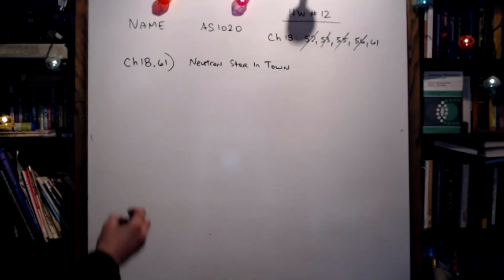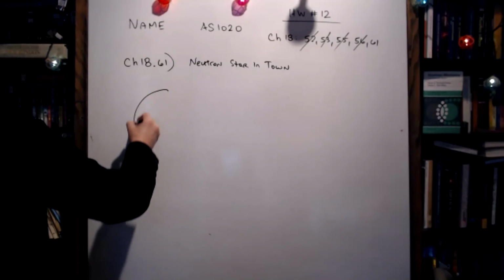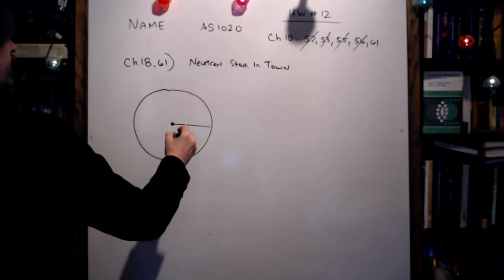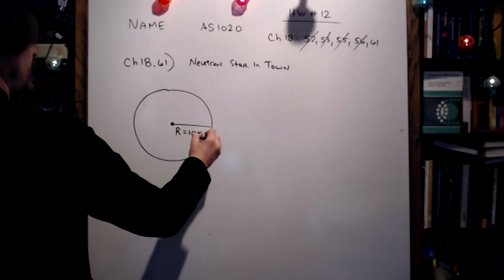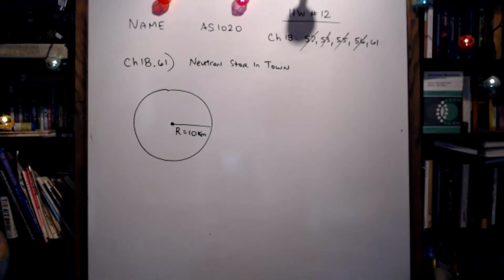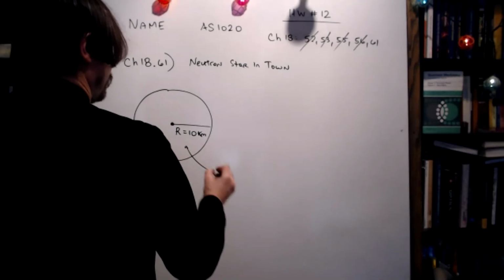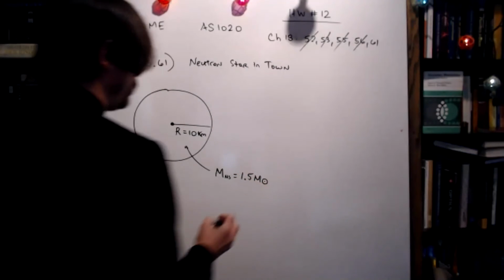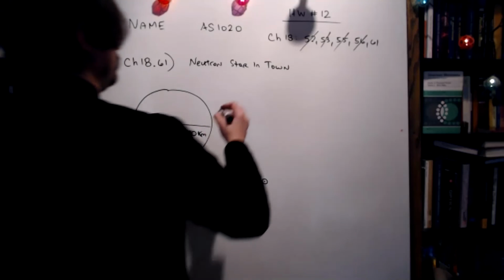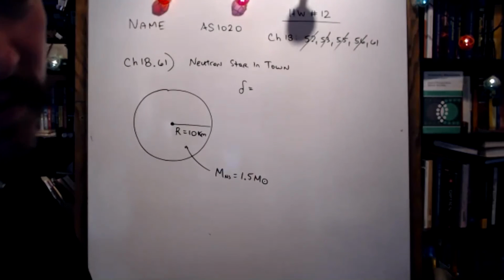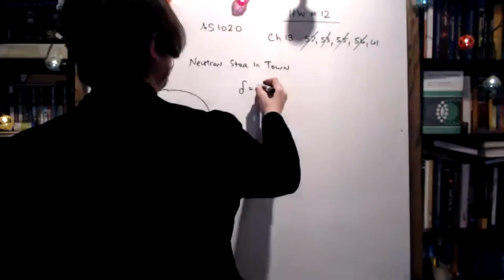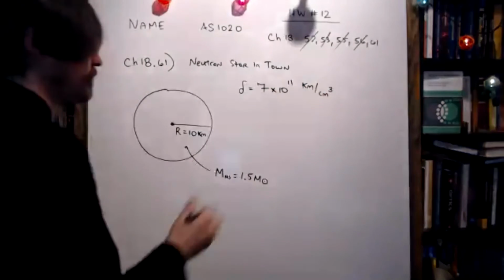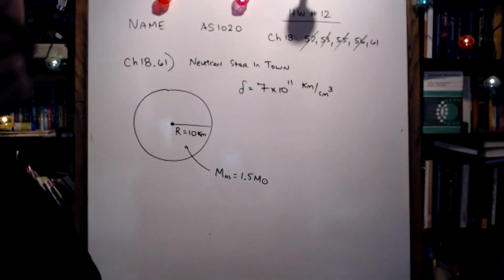Before we read that equation, let's draw a picture, okay? So here's our typical neutron star. Our neutron star will have a radius of 10 kilometers. And typically the mass of the neutron star, I think in the previous problem, we got 1.5 solar masses. And you'll remember that the density was 7 point something times 10 to the 11 kilograms per cubic centimeter? 7.2. 7.2, okay.